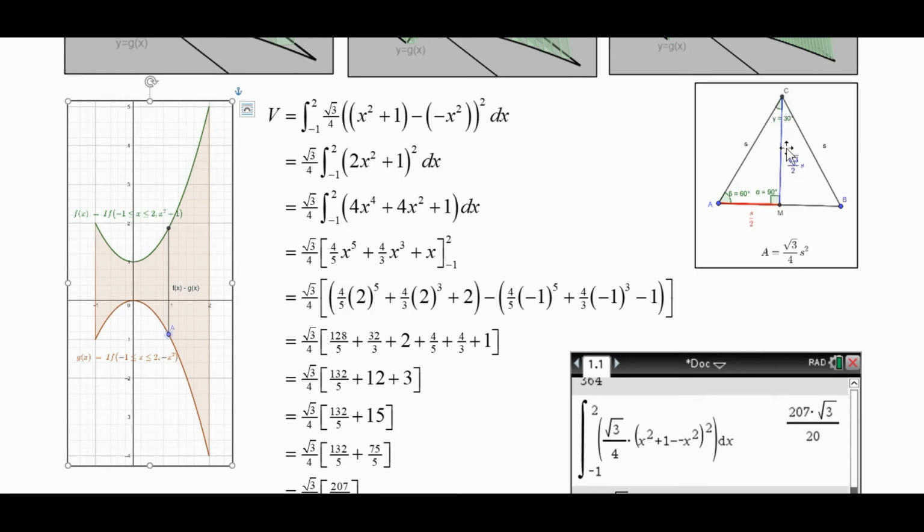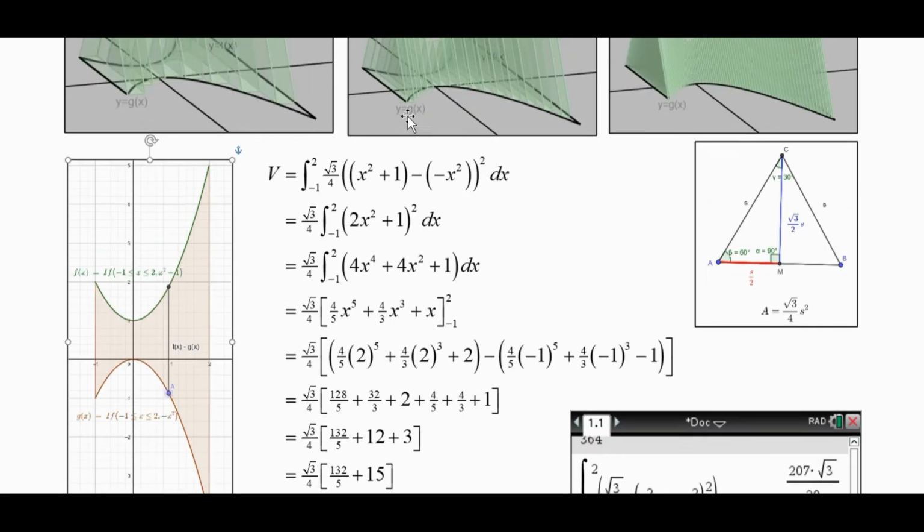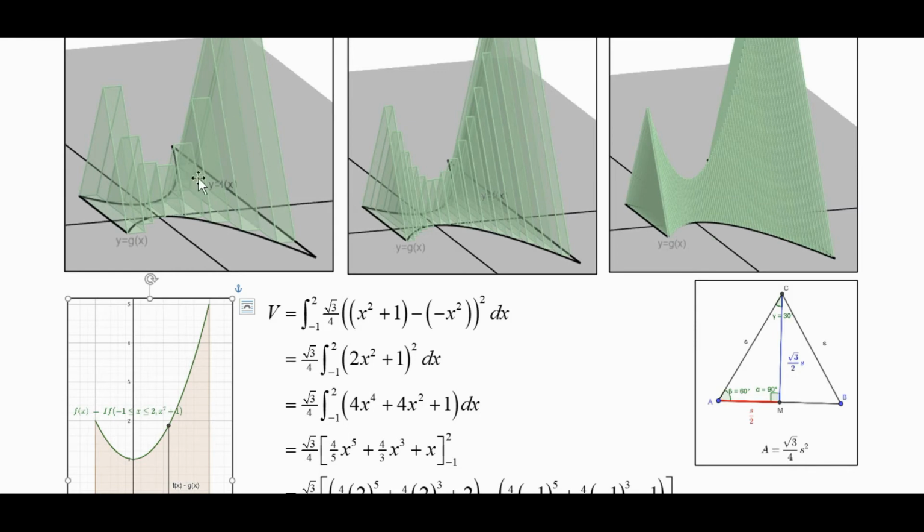And so this gives us the height or altitude of that triangle. Times the base times a half will give its area. So the base is s, the height is square root of 3 over 2 s, and then multiply that by half, we get square root of 3 over 4 s squared is a formula for the area of an equilateral triangle. And of course, multiply that area by a thickness, and we've got a volume of one of these little prisms right here. All right.